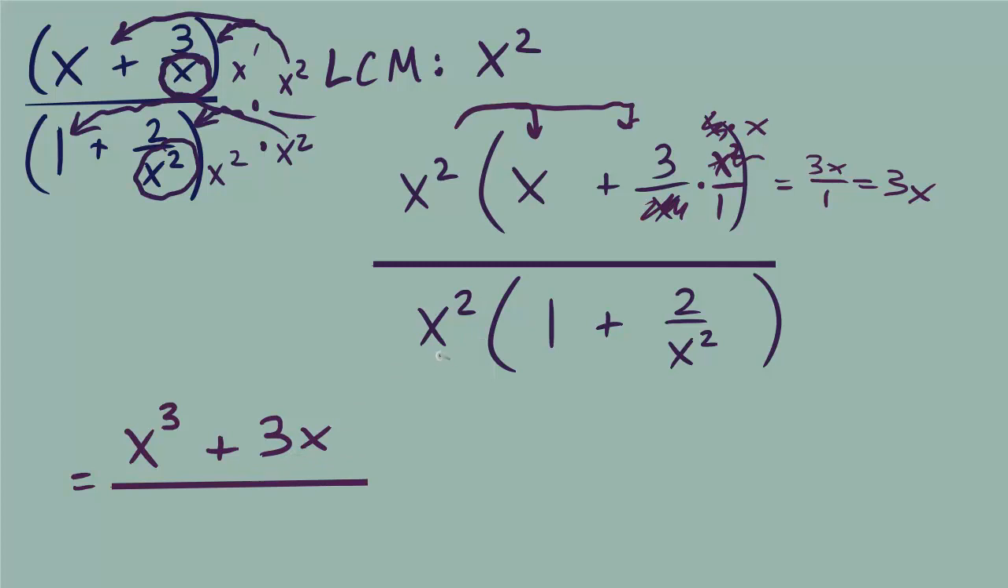Let's distribute in this denominator. x squared times 1, that's x squared. x squared times 2 over x squared. Hopefully we can see that the x squared will cancel with this x squared in the denominator. Leaves us with 2 over 1 is 2.